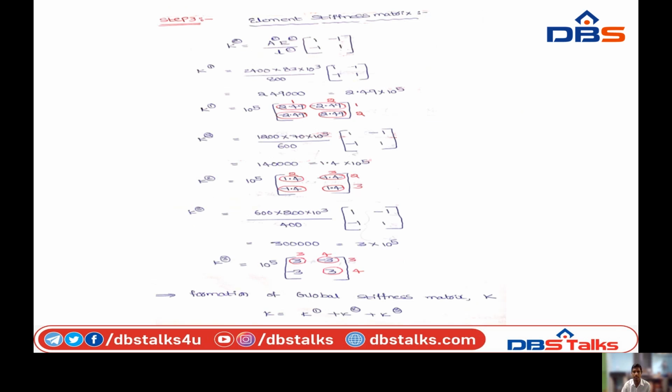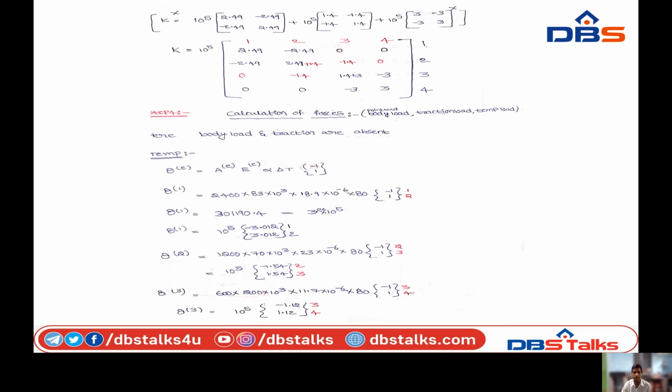In the element stiffness matrices, first of all, I'm writing 1 2 1 2 for the first element, 2 3 2 3 for the second element, and 3 4 3 4 for the third element. Let's see. Here, on the top side and beside the matrix, I'm also writing 1 2 3 4 and 1 2 3 4. First of all, we need to assemble 1 1, that means 1 on the top side and 1 beside the matrix.